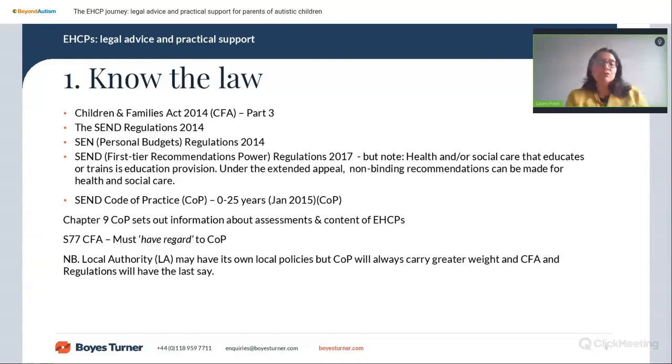Just a word of caution: local authorities often tell schools and parents about their own policies, but if it doesn't sound right, check it against the guidance and the actual legislation, because they may just be local policies, which may not actually be the law. Remember, the Code of Practice will always carry greater weight, and the Children and Families Act and regulations will have the last say. So that is where you will find the law.